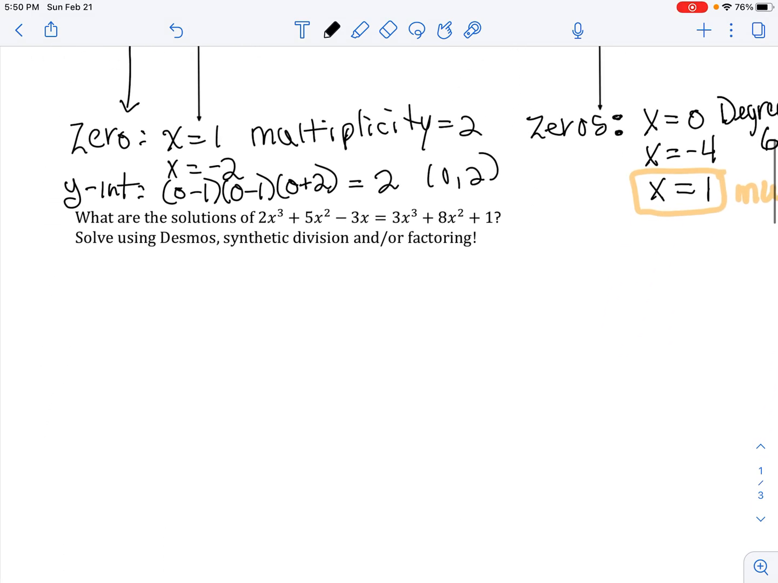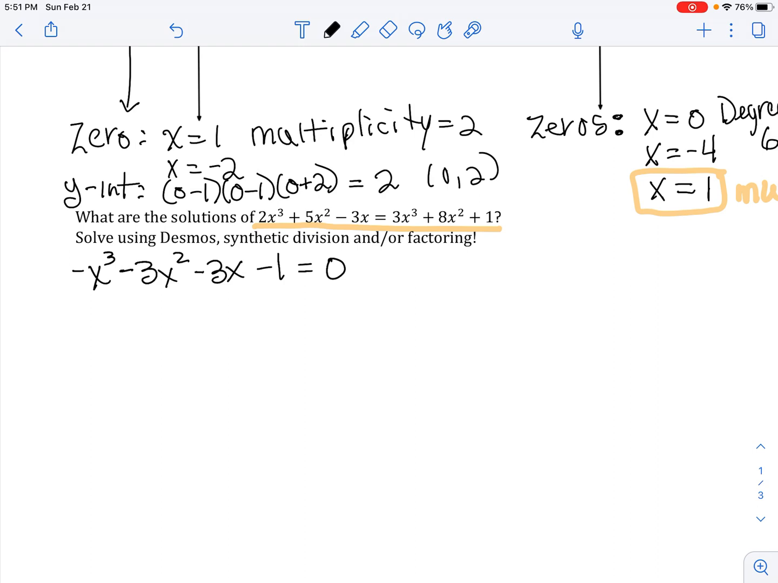Okay? All right. So let's talk about using Desmos, synthetic division, and factoring to solve a polynomial. All right. So the first thing is, let's look at this polynomial, and I see terms on both sides. So let's get everything over to one side. So I'm going to subtract everything to the left just because it's easier. So that's going to be -x cubed, subtract 8 minus 3x squared, minus 3x minus 1 equals 0.